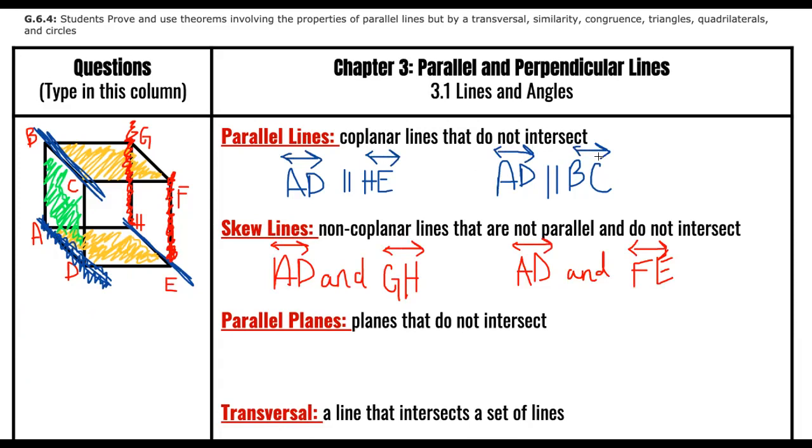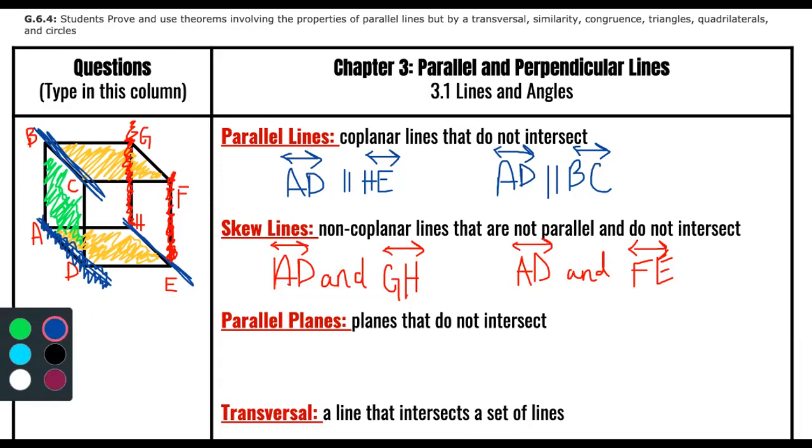Okay, parallel planes. We talked about planes that do not intersect, and we have already kind of color-coded that. The yellow plane on top and the yellow plane on the bottom are parallel. They're never going to cross. And if you physically had a box in front of you, you could visually see, hey, the top and bottom are never going to intersect. The left and right are never going to intersect. The front and back, okay?